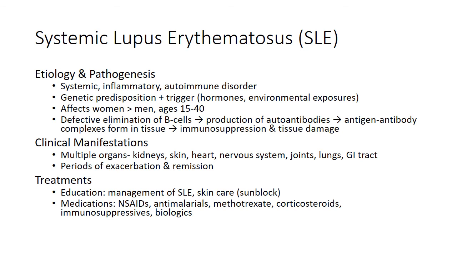The formed antigen antibody complex settles right into the basement membranes of the targeted organs and suppresses the body's normal immunity while causing damage to tissues. As I mentioned, clinical manifestations differ from person to person, and pretty much all body systems could be affected. What's common though is joint pain, especially during flare-ups as a result of that swelling.